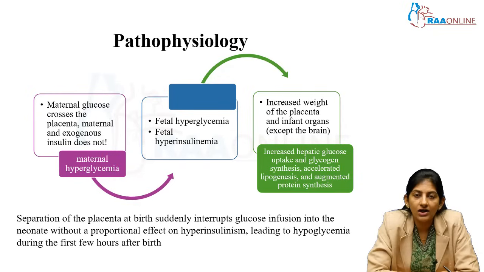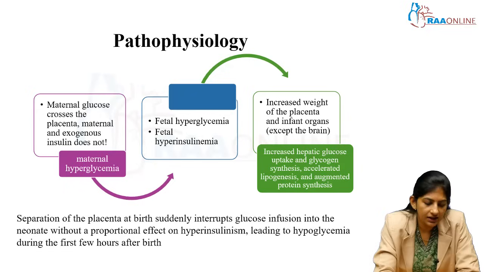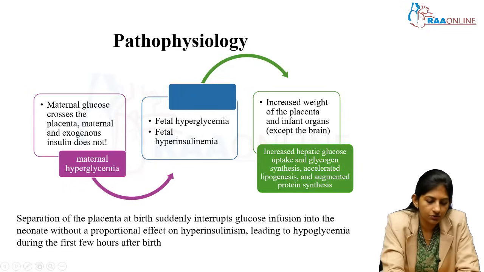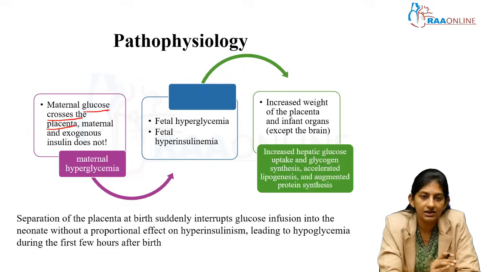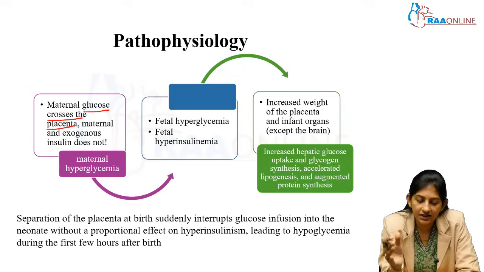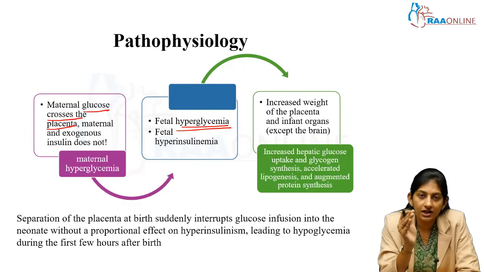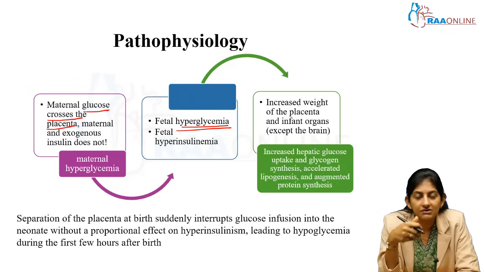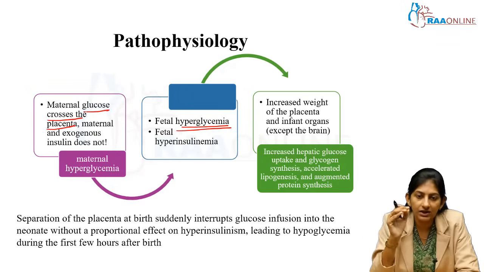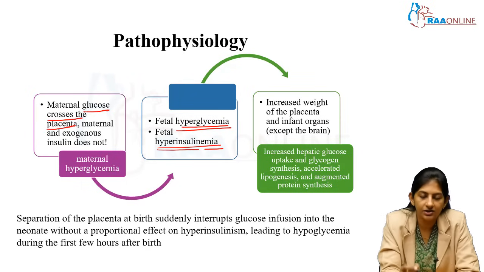So, I told you what happens when the mother has excessive glucose levels in the blood. There is a maternal hyperglycemia, isn't it? So, the glucose will cross the placenta, that is the glucose from the mother goes to the fetus. So, the fetus will have a hyperglycemia. So, in response to that, what happens? The baby or the fetus's pancreas will secrete insulin. So, more and more glucose, more and more insulin will get secreted. So, that results in fetal hyperinsulinemia.